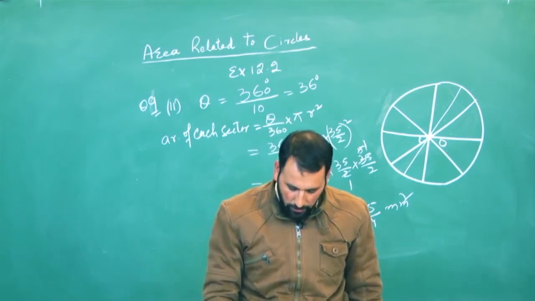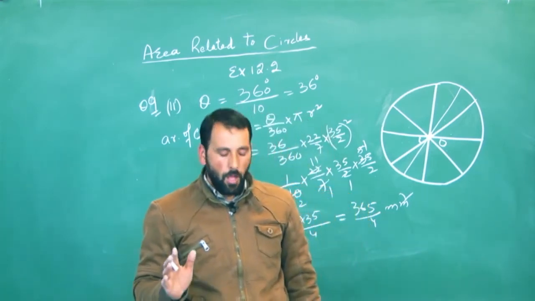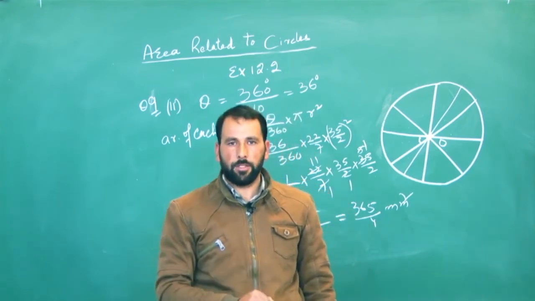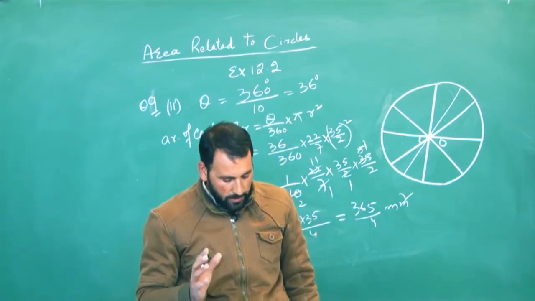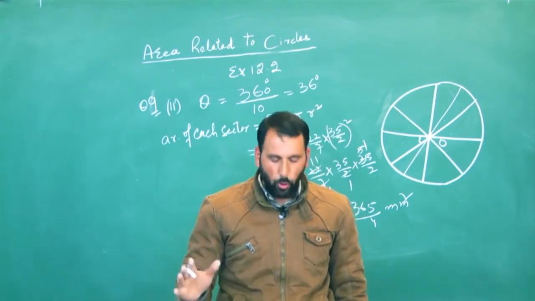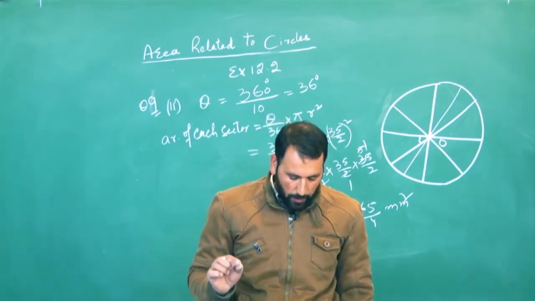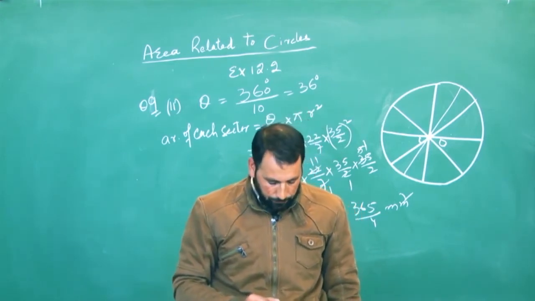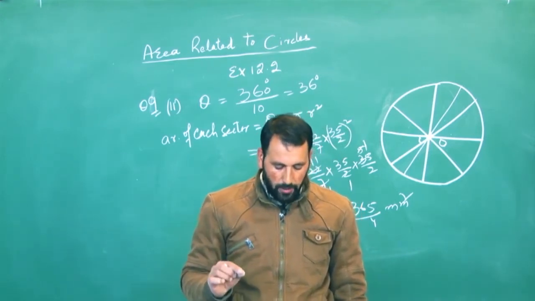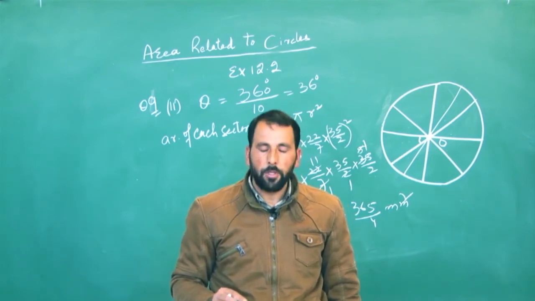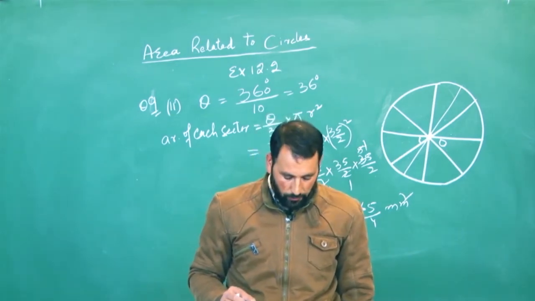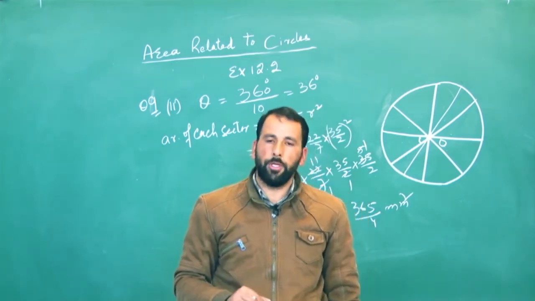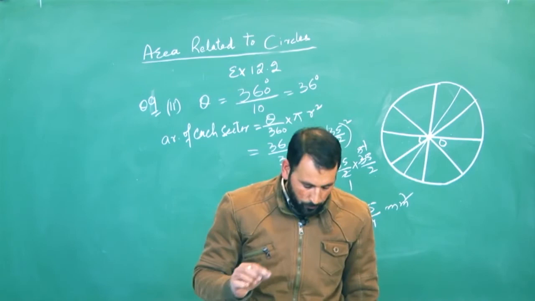Now question number 13 is here. A round table cover has 6 equal designs as shown in the figure. If the radius of the cover is 28 centimeter, find the cost of making the design at the rate of 0.35 per square centimeter, and here we use square root 3 equals 1.73.